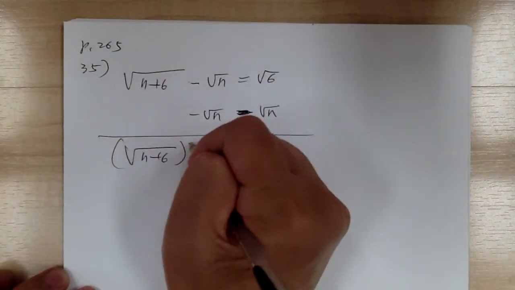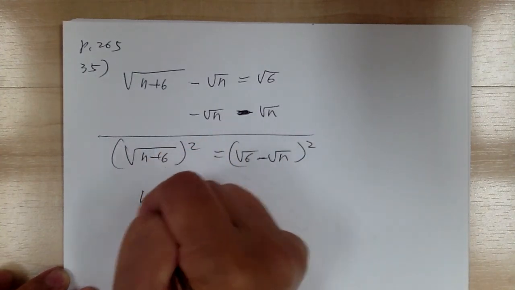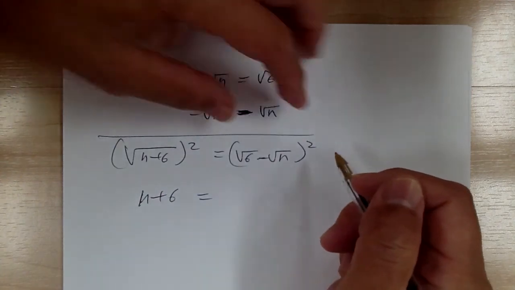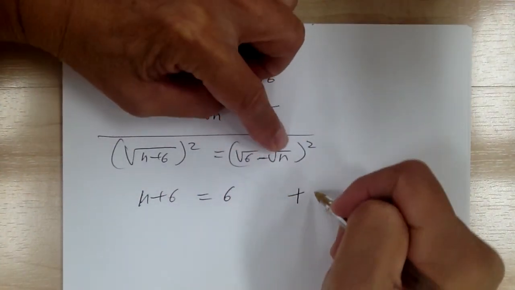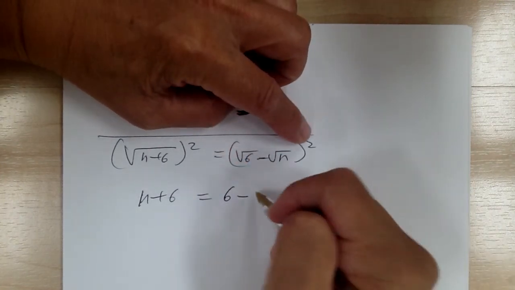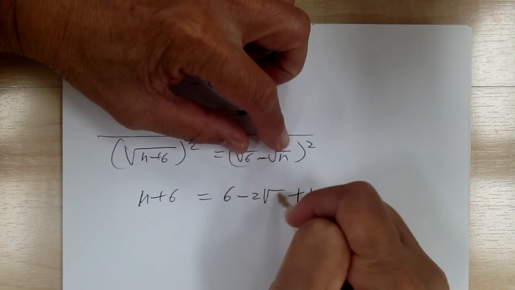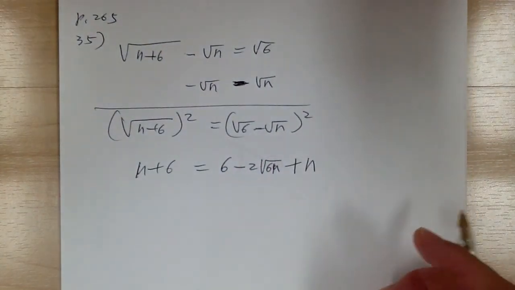Okay, then after that, square both sides. So square and square root cancel out. Now this one, when you square this, right? You square this, you get 6. You square that, you get plus. You square it, you get n. Then the middle term, the sign is minus. The number is 2, and the radicand would be 6n. Right? Okay, so sign, number, the alphabet part.